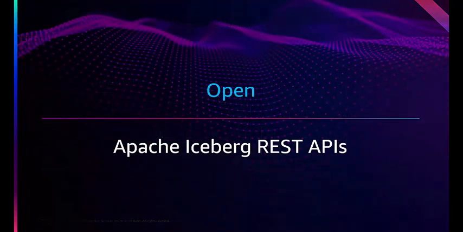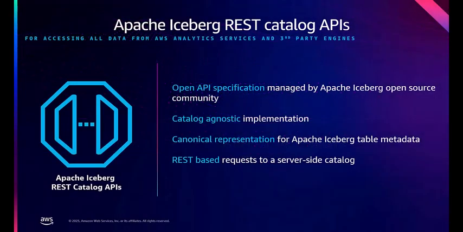Again, the openness is guaranteed by the Apache Iceberg REST APIs. We talked briefly about it, as it follows the Open API specification managed by the Apache Iceberg open source community. And it's a catalog-agnostic implementation. That means whether you're working with Glue catalog or some other table catalog, it doesn't matter. It provides a catalog-agnostic implementation, and you have the REST-based request to a server-side catalog.